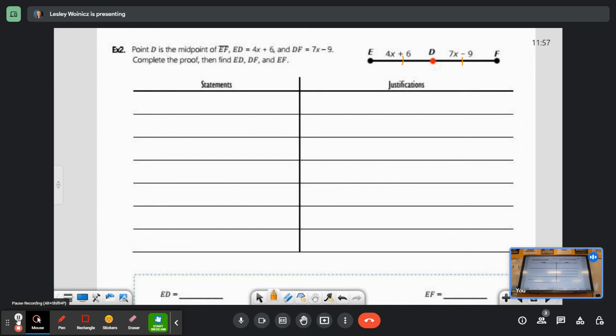So first we have to say what we've been given. So do we have an expression for ED? Yes. They gave us ED equals 4x plus 6. They also gave us DF, 7x minus 9. First one's easy. You just write what they gave you. And what do you call that?